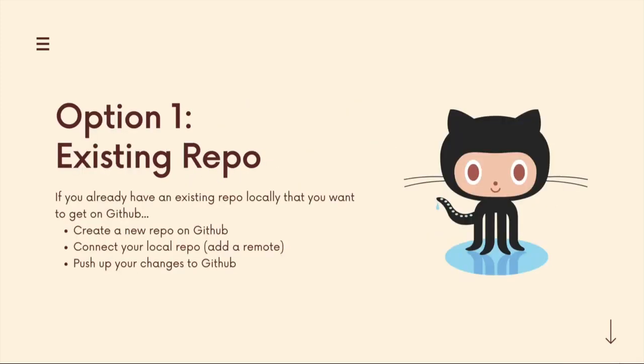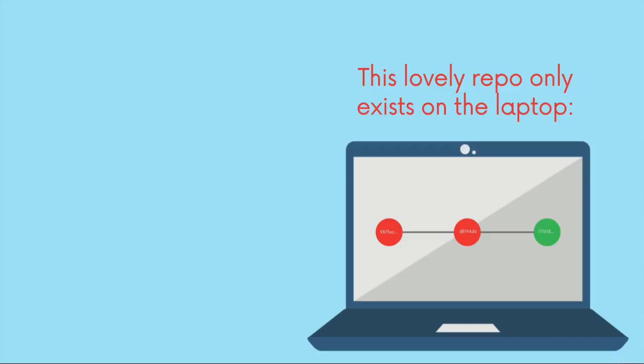So the first option, called option 1, is if you have an existing repo on your machine. If you have something that you've already been working on, it already has Git history, you already have code, whatever it is, and you want to get that on GitHub, these would be the steps that you follow. You create a new repo on GitHub, then you connect your local repo by adding something called a remote. We'll go into that. So you add that remote to your local machine, and then you push your changes up to GitHub. So here are some diagrams.